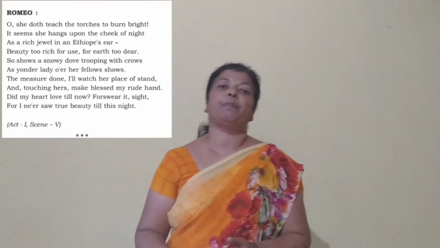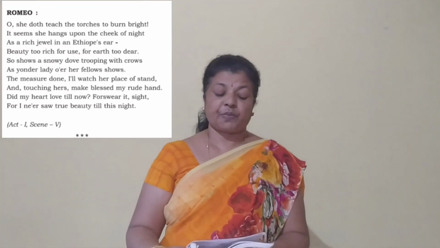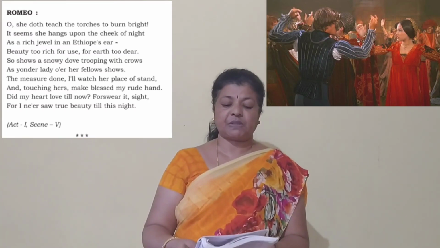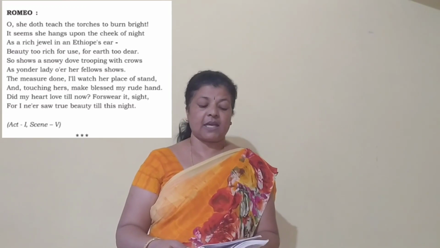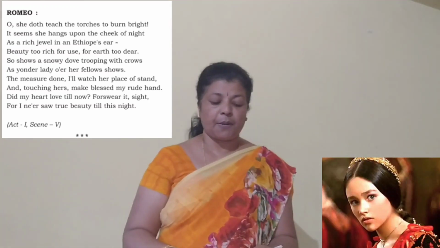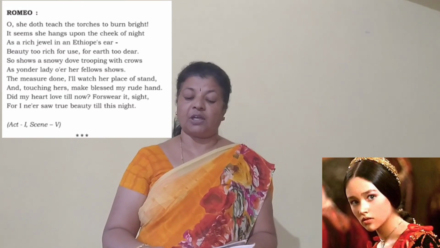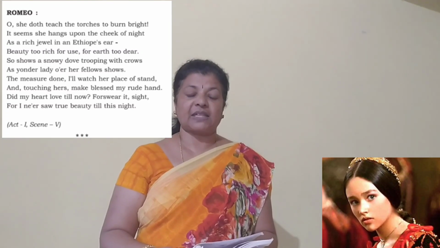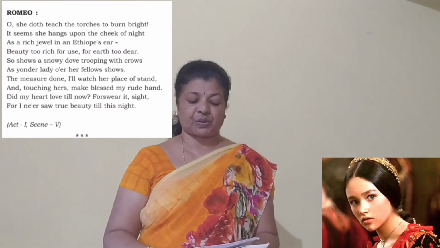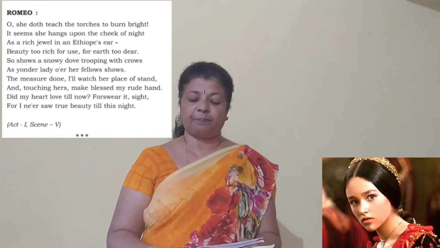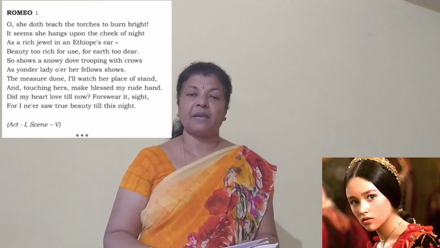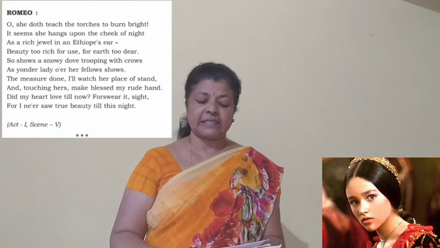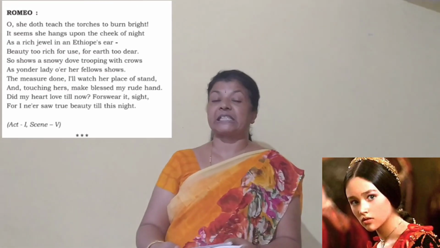Oh, she doth teach the torches to burn bright. It seems she hangs upon the cheek of night, as a rich jewel in an Ethiope's ear, beauty too rich for use, for earth too dear. So shows a snowy dove trooping with crows, as yonder lady o'er her fellows shows. The measure done, I'll watch her place of stand, and touching hers, make blessed my rude hand. Did my heart love till now? Forswear it, sight, for I ne'er saw true beauty till this night.